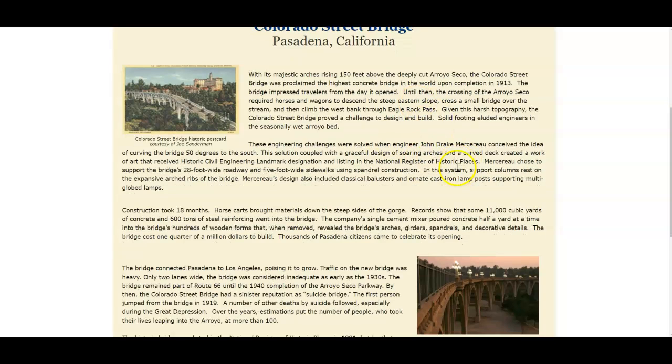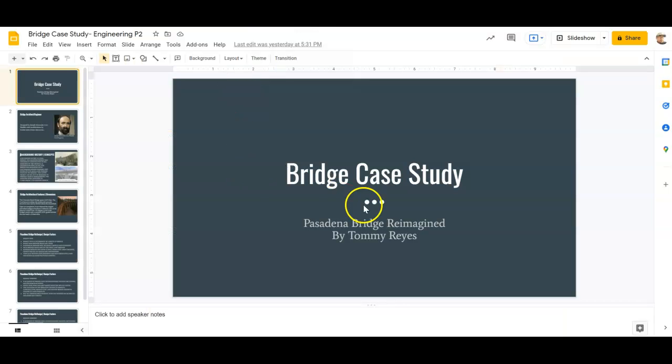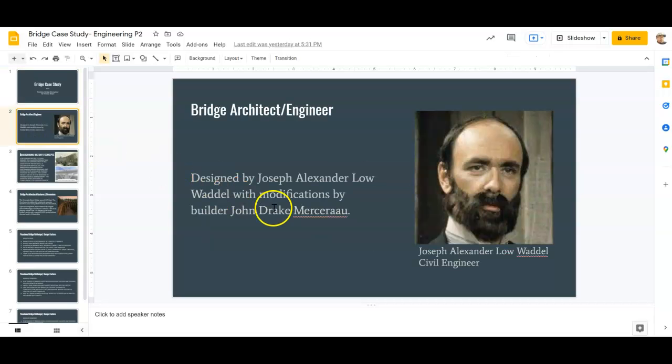We're going to gather information from here, and we are going to start creating the bridge case study. And so we're going to make several slides. And so this is the first slide. If you want to go ahead and pause this, but please do not put my name. Put your name. This is the example. So we're going to go a little quick on the slides, but again, you can pause and check out the slides and pretty much copy down everything that's there.